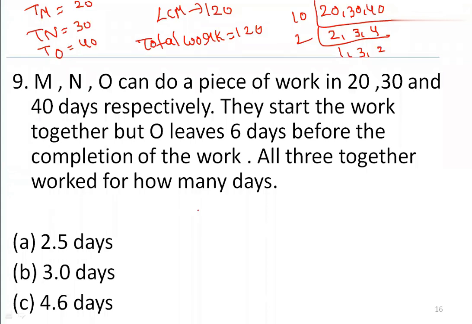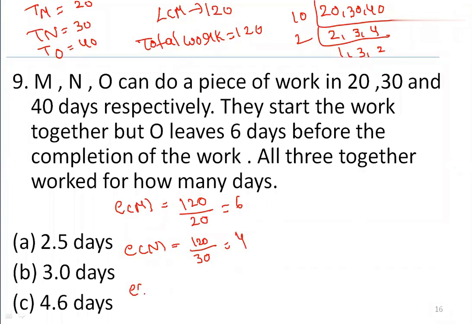So what is the LCM, guys? LCM is nothing but 120. Let's find out the efficiency of M, N, and O. Efficiency of M is 120 by 20, which is equal to 6 units. And efficiency of N is equal to 120 by 30, which is equal to 4 units. Next, efficiency of O is equal to 120 by 40, which is equal to 3 units.